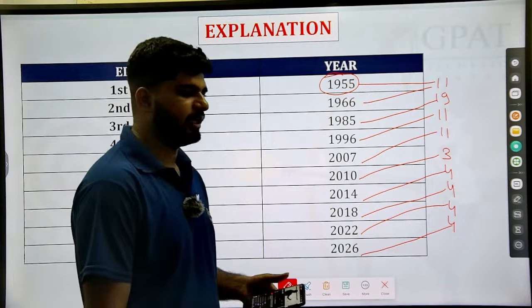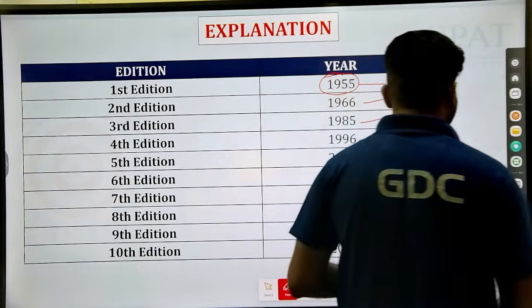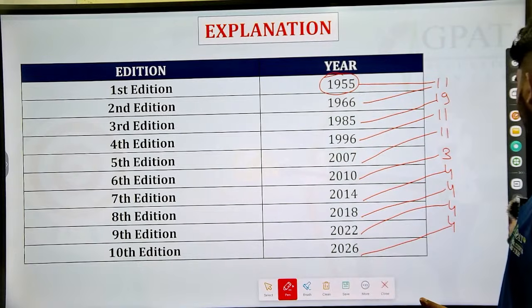So there is a trick to remember: 11, 19, 11, 11, 3 and then 4 times 4. So this is the trick to remember all these additions of the pharmacopoeia.